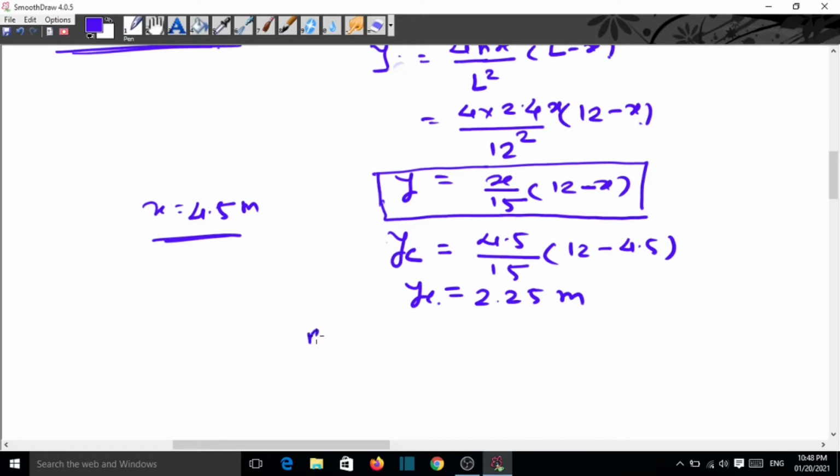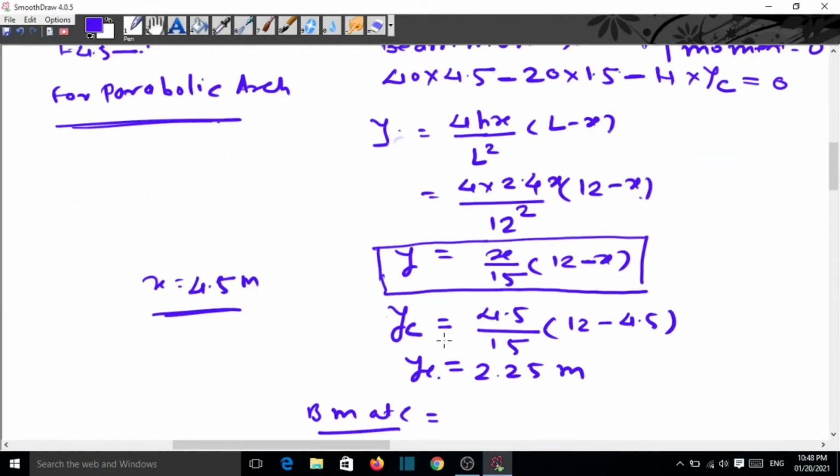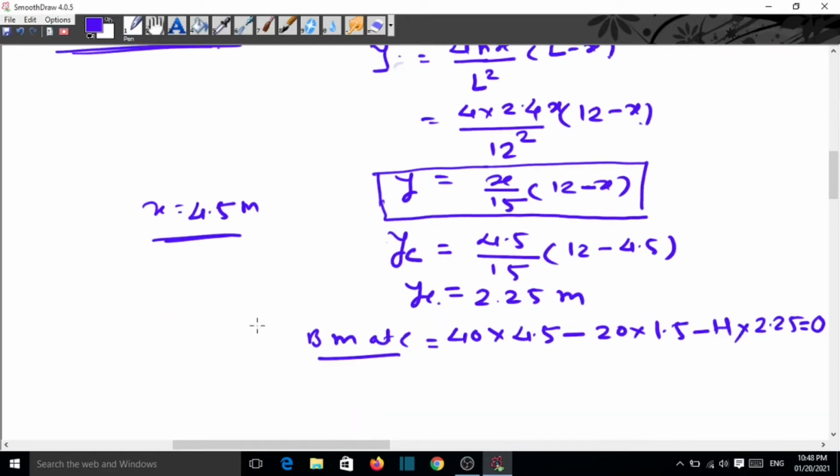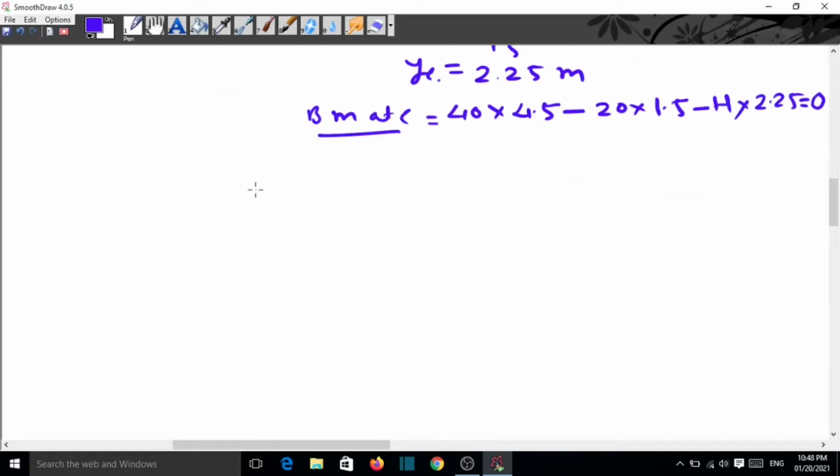So now the bending moment at C is equal to 40 into 4.5 minus 20 into 1.5 minus H into 2.25, which is equal to 0, because here the bending moment is 0. So from this we can say that H is equal to 66.67. So here we got the value of H.